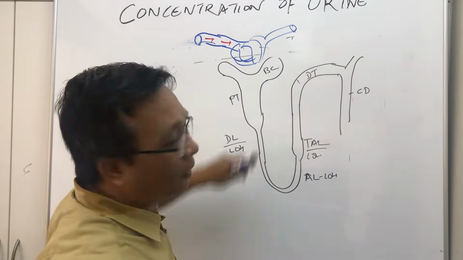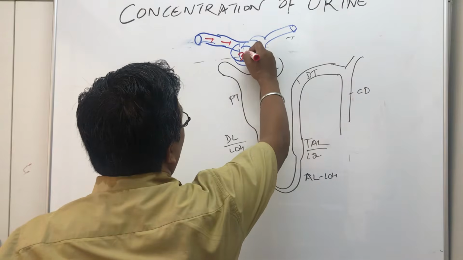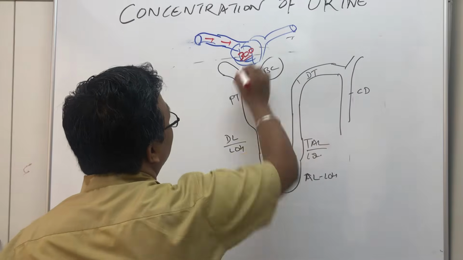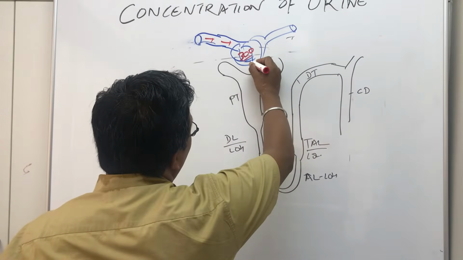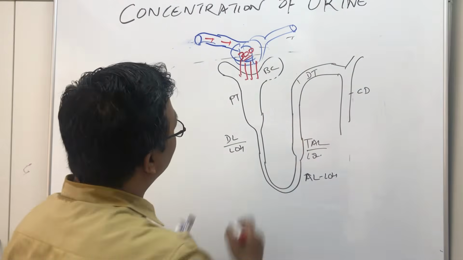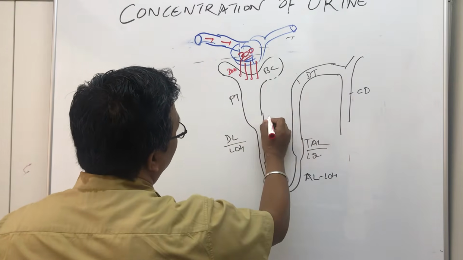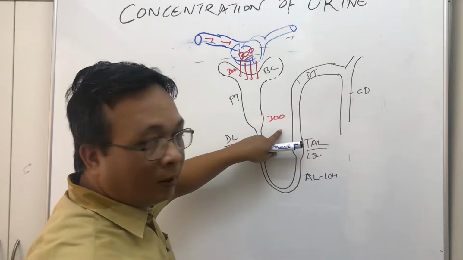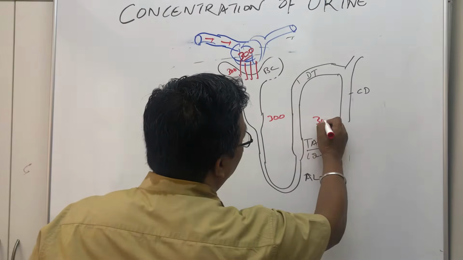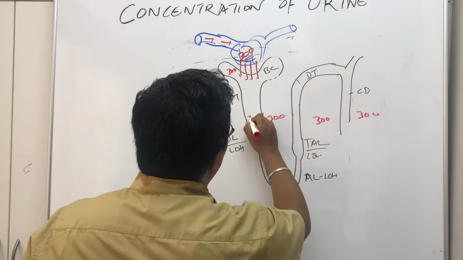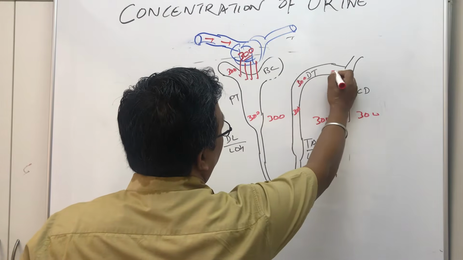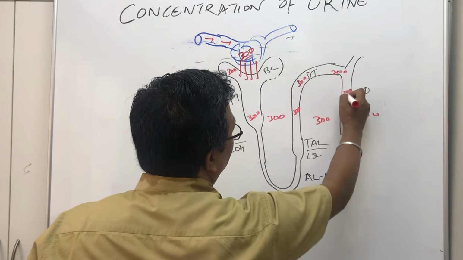So normal osmolarity we know is 300 milliosmoles per liter. This is the normal osmolarity. So the filtrate that is coming from the glomerulus to the Bowman's capsule is also 300. The fluid surrounding the tubes, in the interstitial space, is also 300. The fluid that is coming inside the tubes is also 300. So everything is 300 normally.